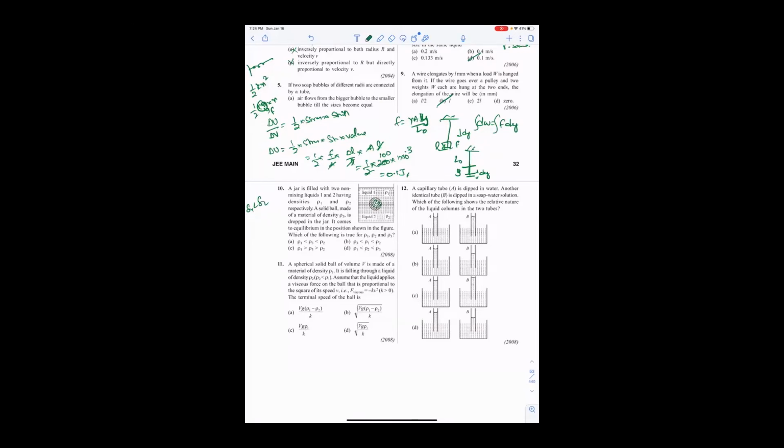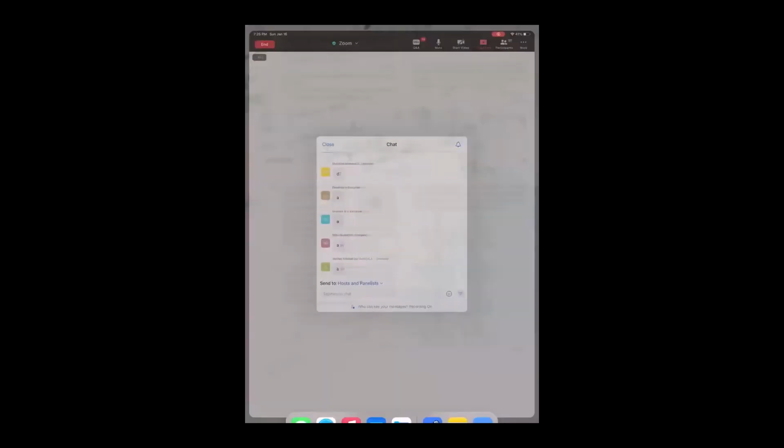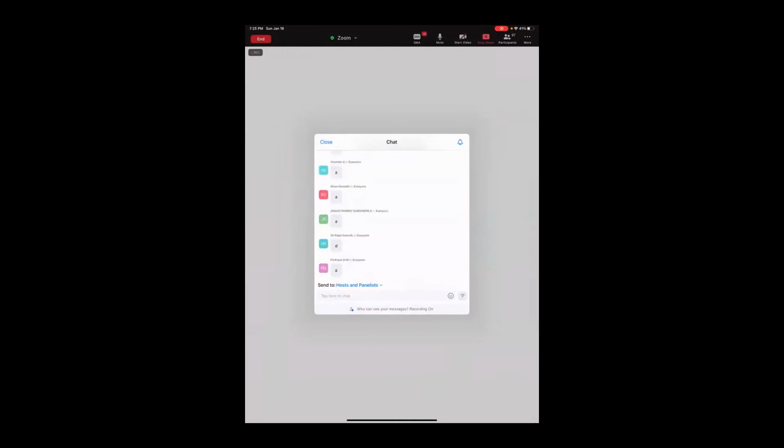Easy question, guys. One is on the top, one is on the bottom, one is in the middle. It's 2008. So the one at the bottom is heavier. So ρ2 is greater than ρ3, which is greater than ρ1. Clear? Easy one. Nice. Good. All of you got it right.